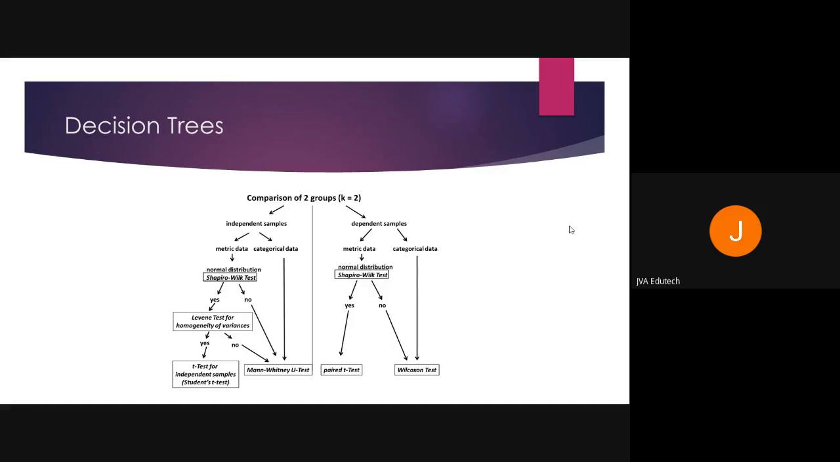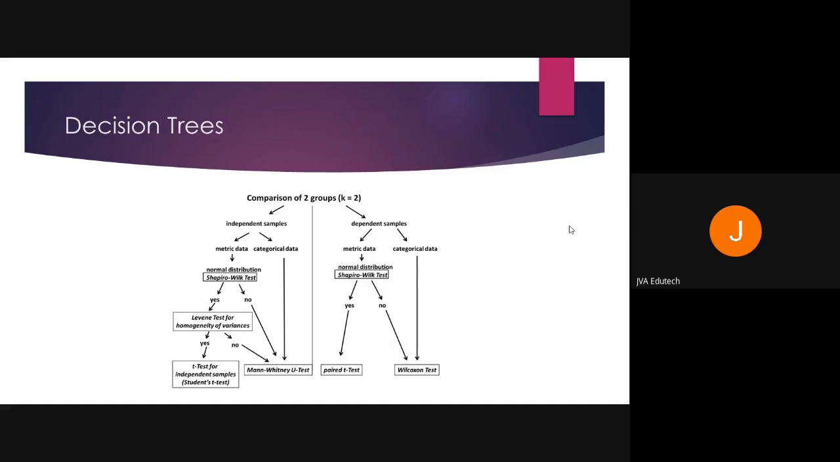Now for applying the independent sample t-test, a few of the assumptions have to be met. If the data is taken on a categorical scale, that is either ordinal or nominal, directly move to the non-parametric equivalent of the independent t-test, that is the Mann-Whitney U test. However, if your data is metric in nature, that is continuous, taken on an interval or ratio scale, then further check whether it follows a normal distribution or not.